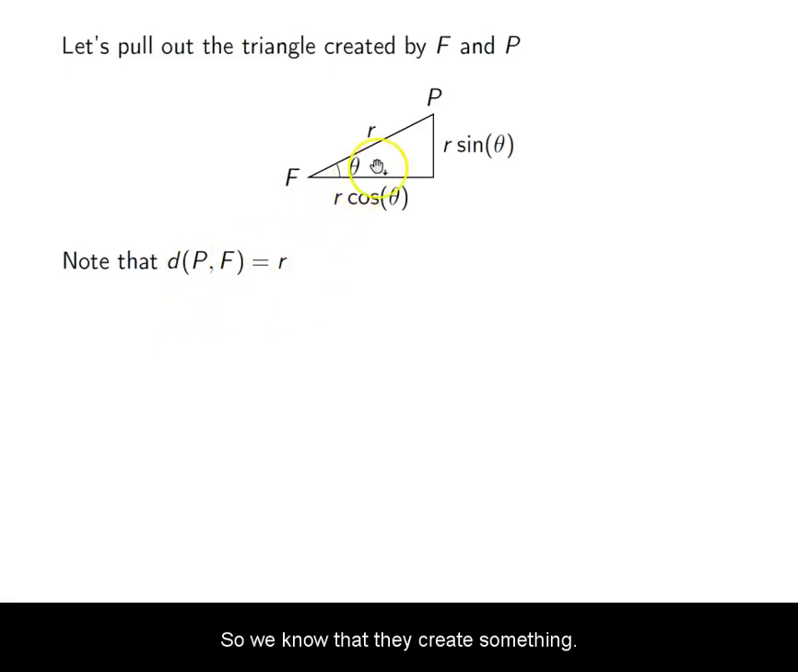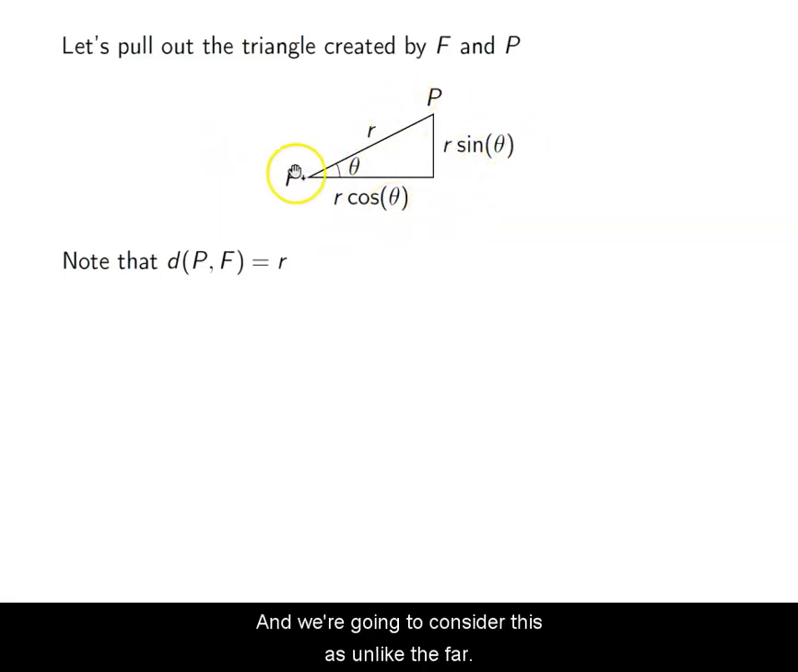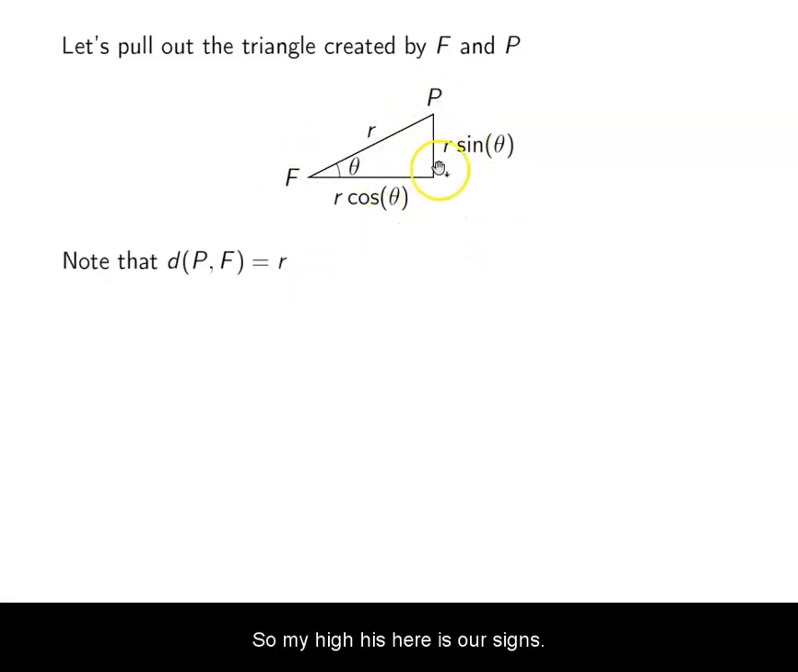So we know that it creates some angle. This distance in x is r cosine theta. This height is r sine theta, and we're going to consider this as a length of r. So my height here is r sine theta.